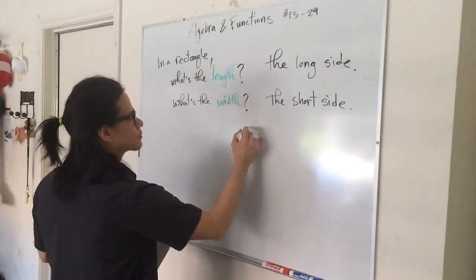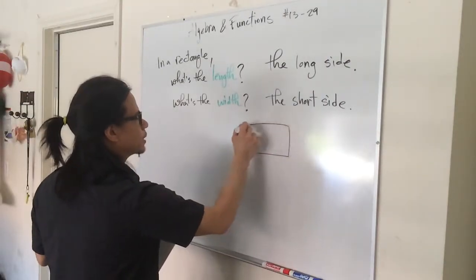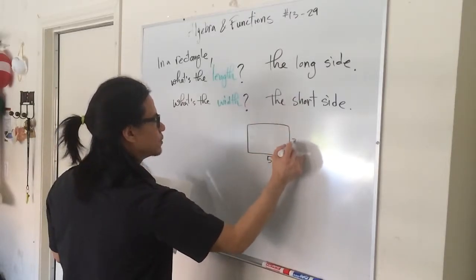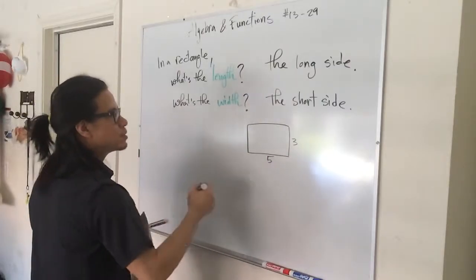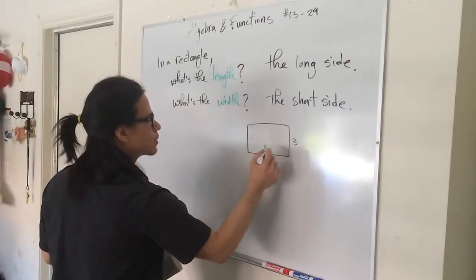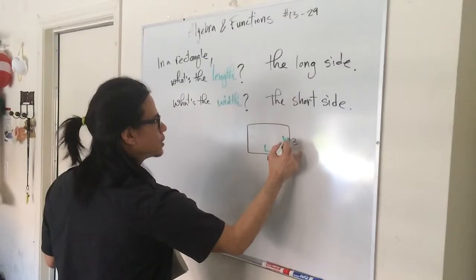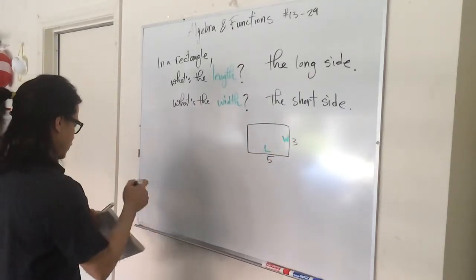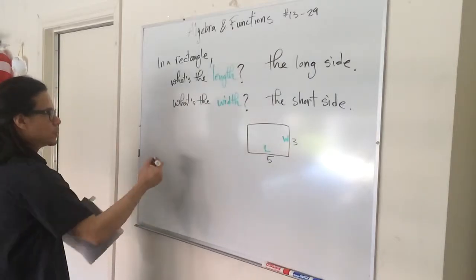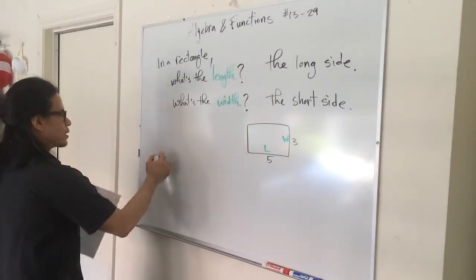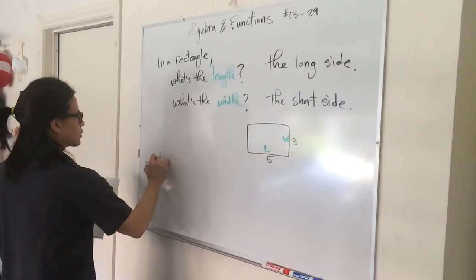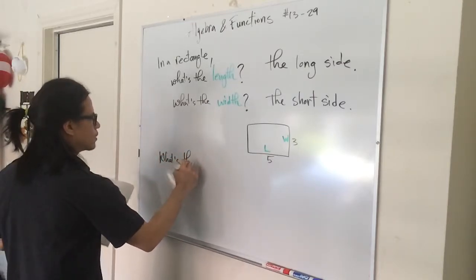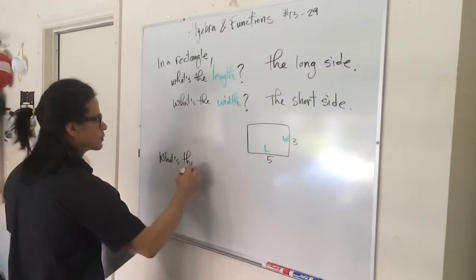So if this is your rectangle, this side is 5, this side is 3. The long side is usually considered to be the length, and then the short side is normally the width. Another word that you hear when we talk about rectangle is called the perimeter. So what's the perimeter of a rectangle?